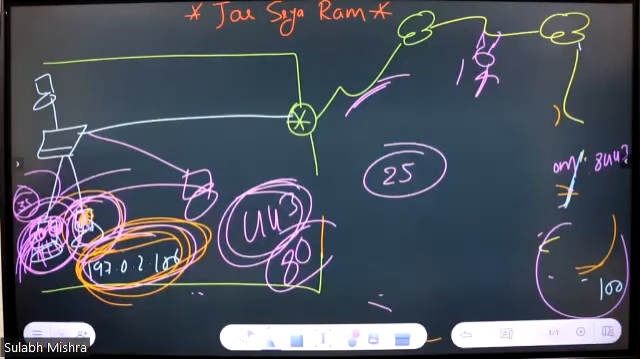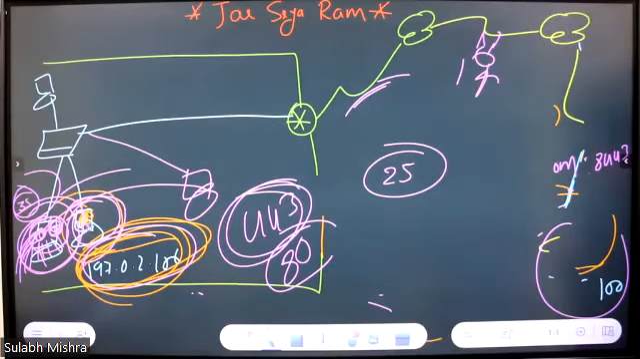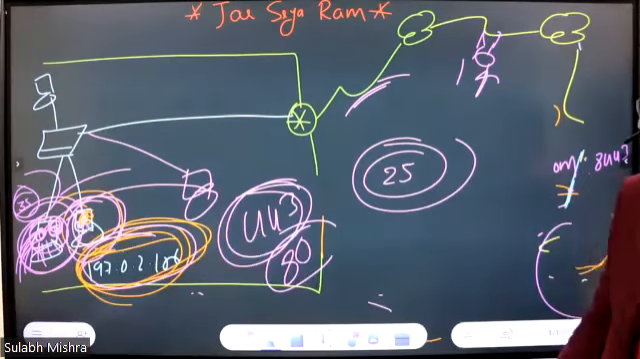That means what source is doing? Email. That means it's the email communication. Port number 25 is well known for email, SMTP.